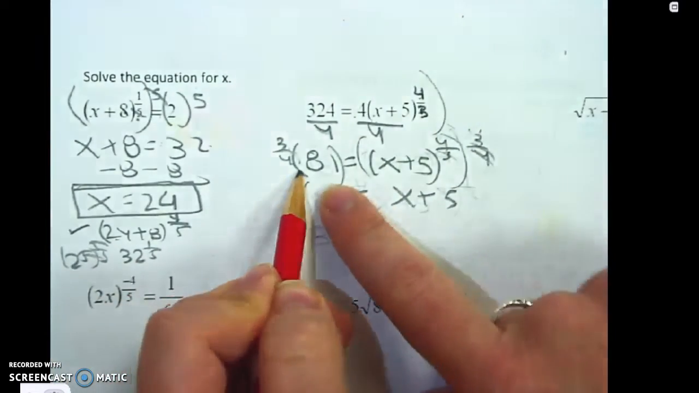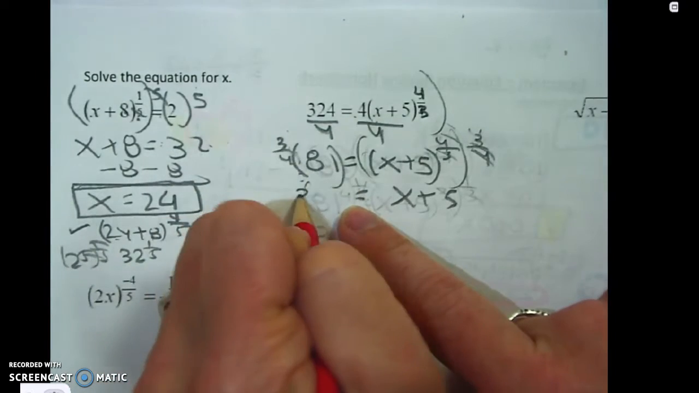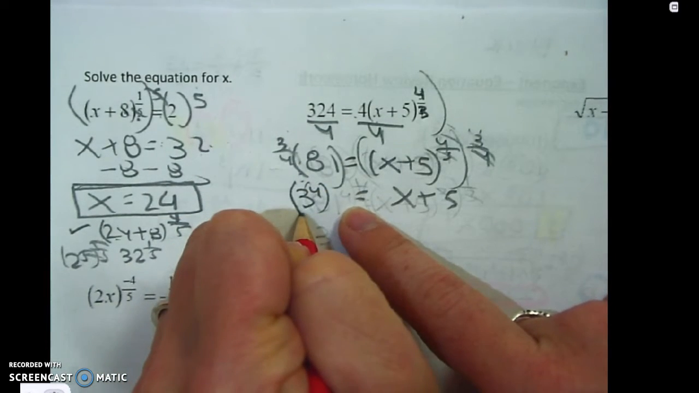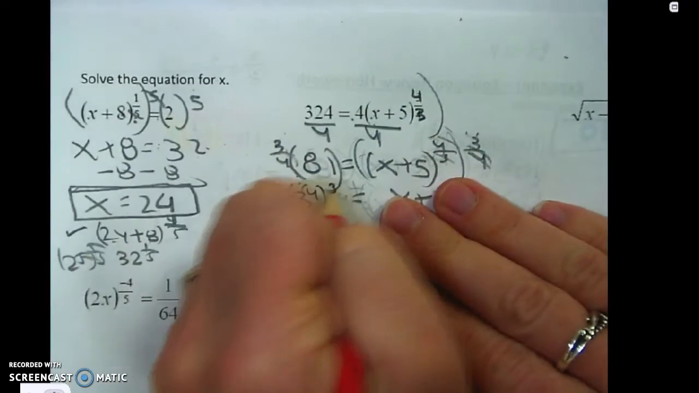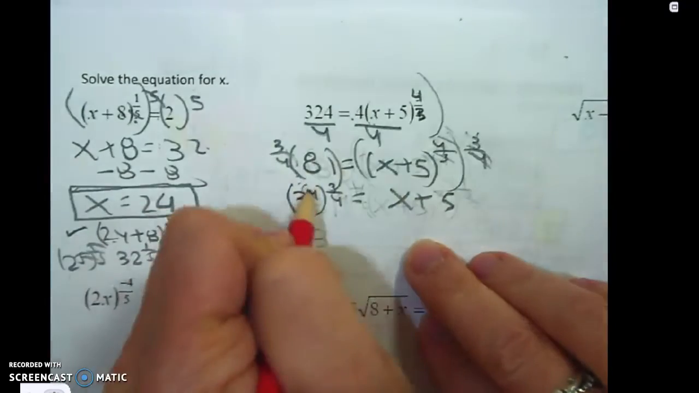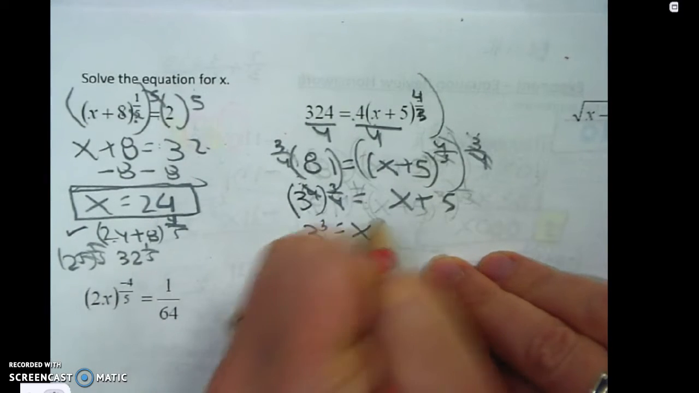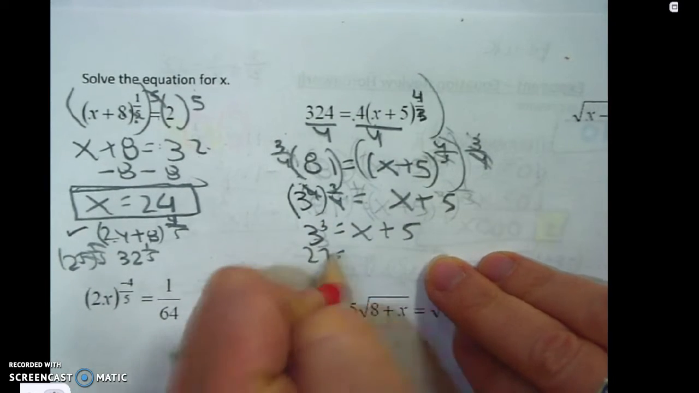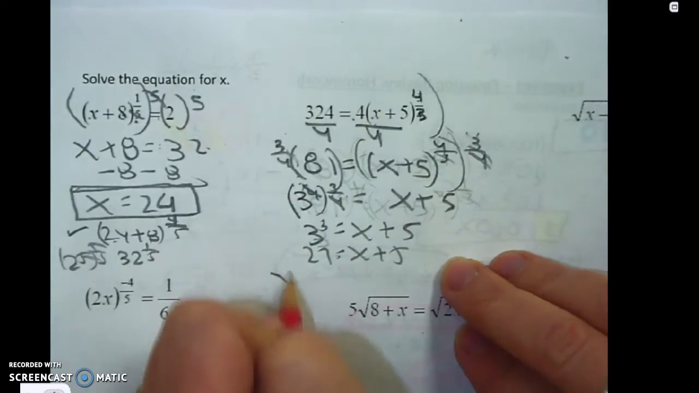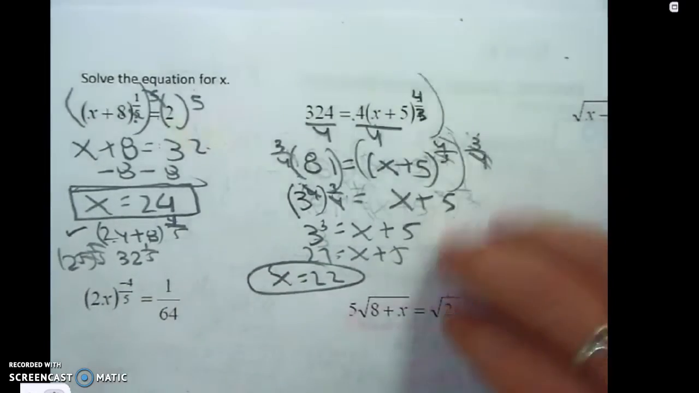Now this is a mess, but I know that 81 is 3 to the 4th, to the 3/4. Now there's a 4 on top and a 4 on bottom. Bye-bye. 3 cubed equals x plus 5. 27 equals x plus 5. X equals 22. Okay.